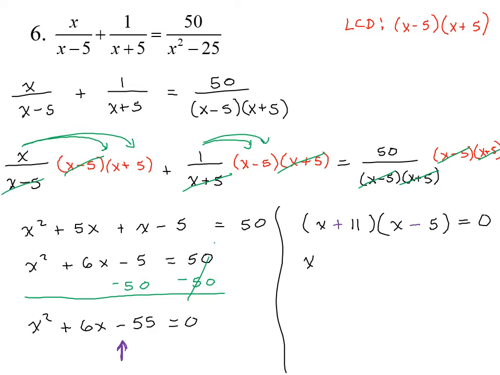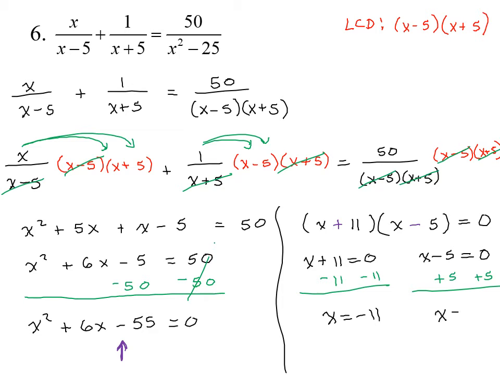Set each one equal to 0. Either x plus 11 is 0 or x minus 5 is 0. And solve each one. If I subtract the 11 from both sides, I'll end up with x equals negative 11. If I add the 5 to both sides, I'll end up with x equals 5. And again, you have to check. X equals negative 11 is a perfectly okay answer, but x equals 5 is not, for the same reason it was on the last one.